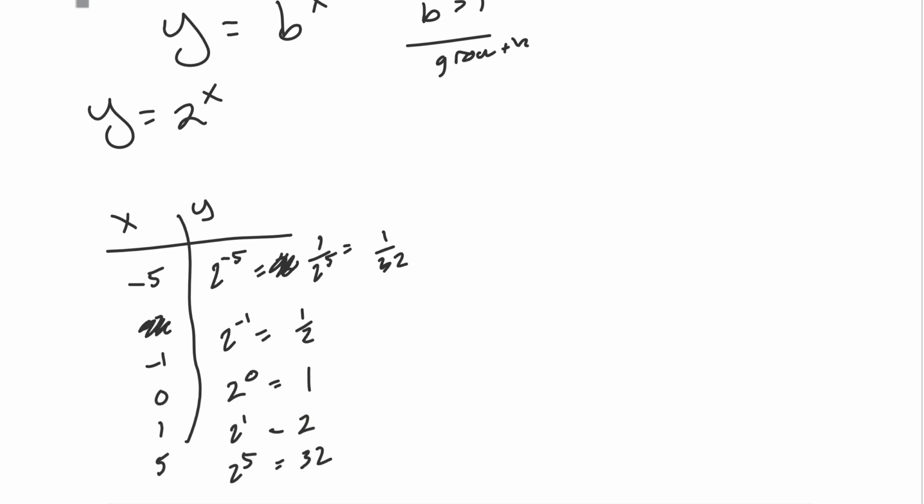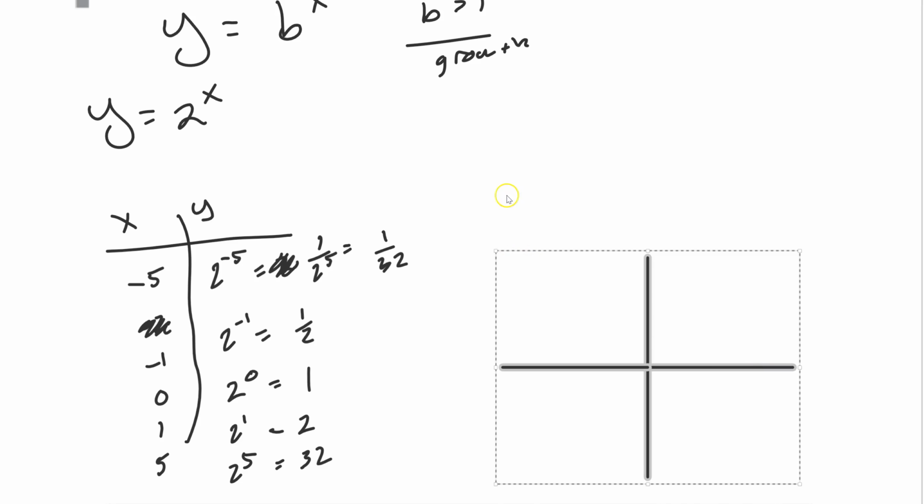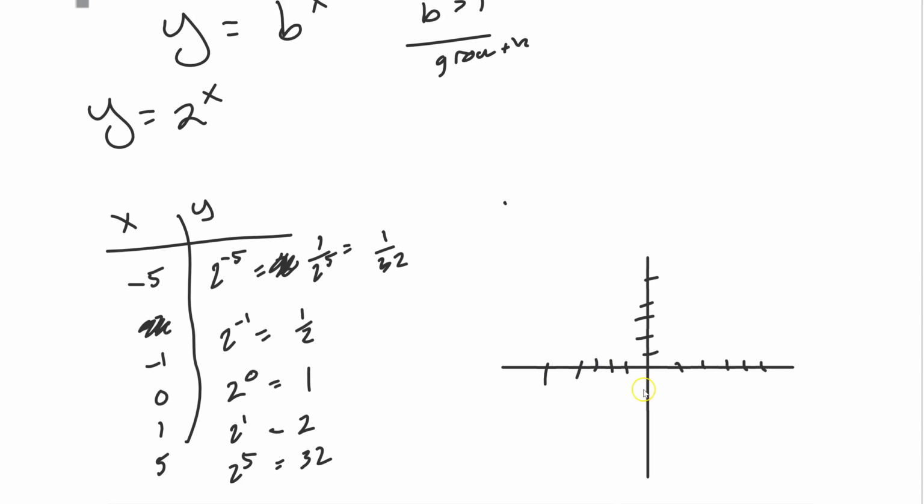So let's graph this. Let's see what it looks like. Let's set up the x and y axes with tally marks, 1, 2, 3, 4, 5 on each side.